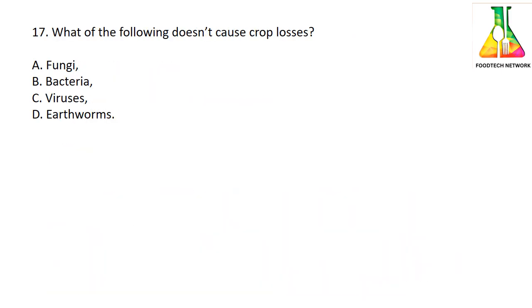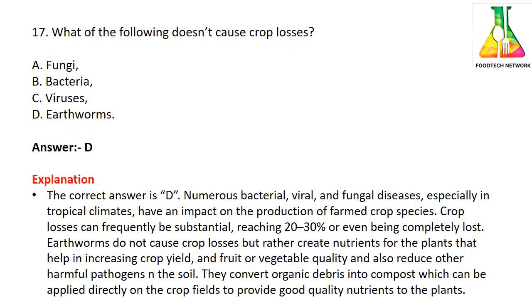Which of the following does not cause crop losses? Option A, fungi; option B, bacteria; option C, viruses; and option D, earthworm. Numerous bacterial, viral, and fungal diseases, especially in tropical climates, have an impact on the production of farmed crop species. Crop losses can frequently be substantial, reaching 20 to 30 percent or even being completely lost.